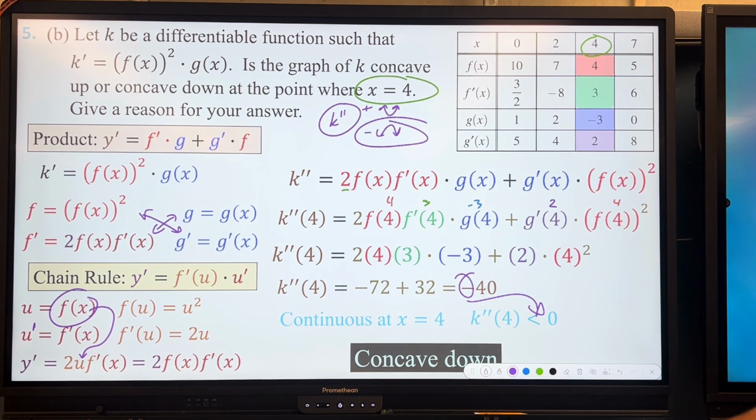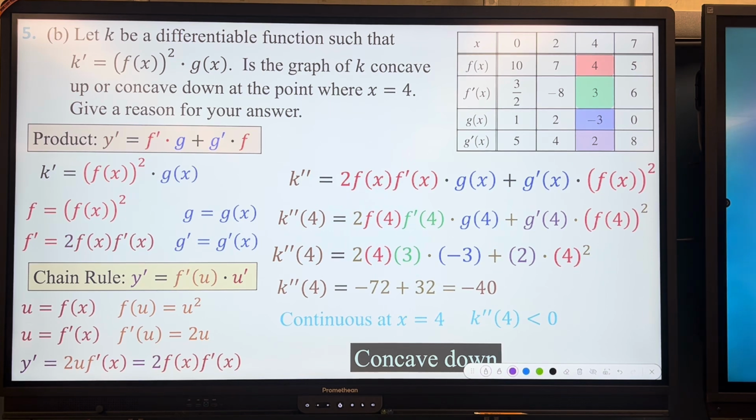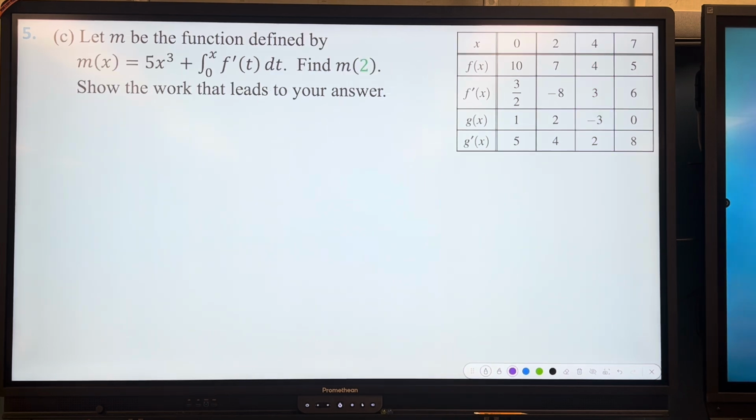All right, and that's it. That's all there is to it. Nice and easy problem. That's B. All right, let's go to C.